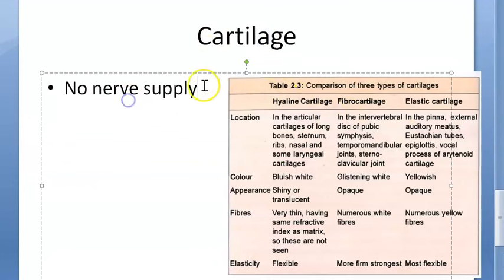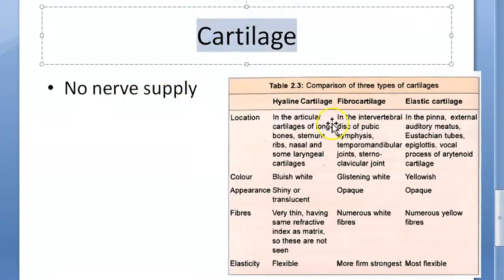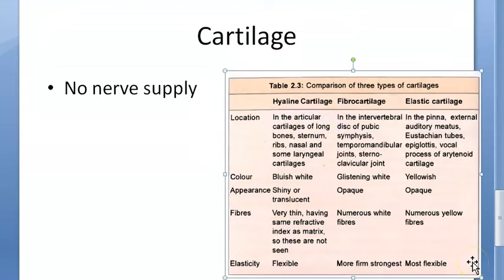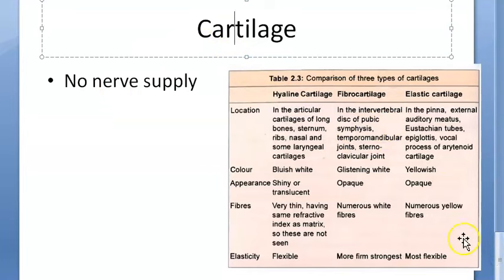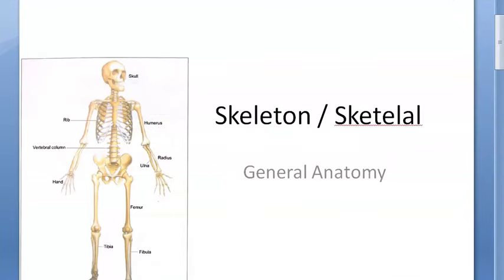Then you have looked at cartilage. They don't have nerve supply, they don't have any bone marrow, and they don't have calcium. And there are three types: hyaline cartilage, fibrocartilage and elastic cartilage. Cartilage has type 2 collagen, so don't get confused. Collagen is type 2. What else? That's it. So far in general anatomy on skeletal system.